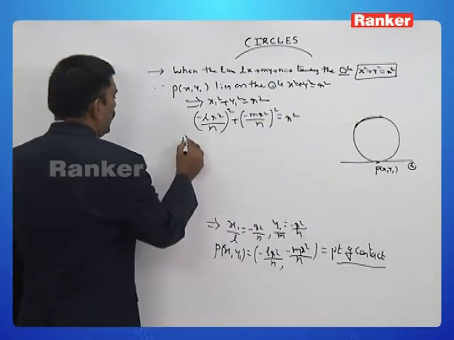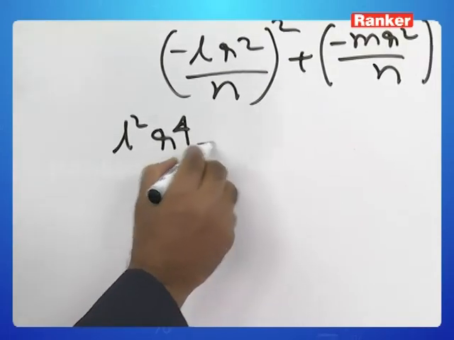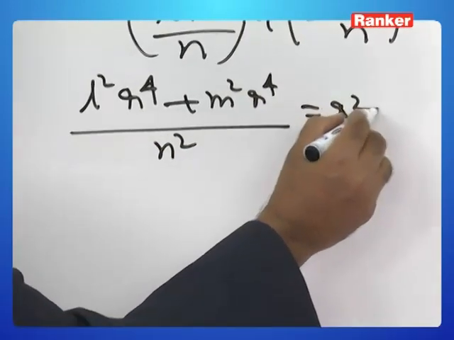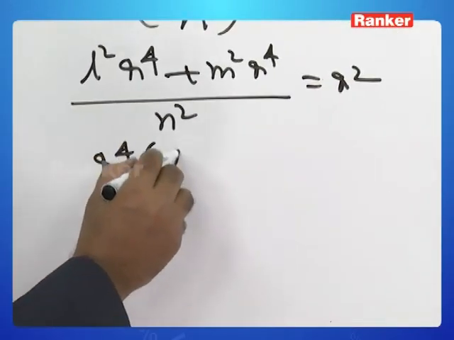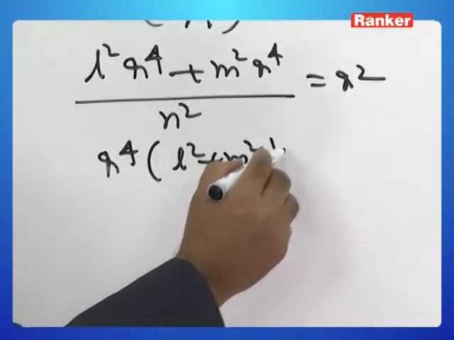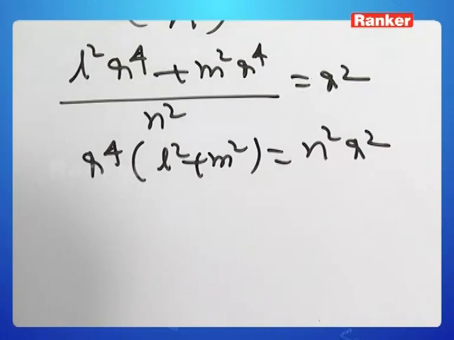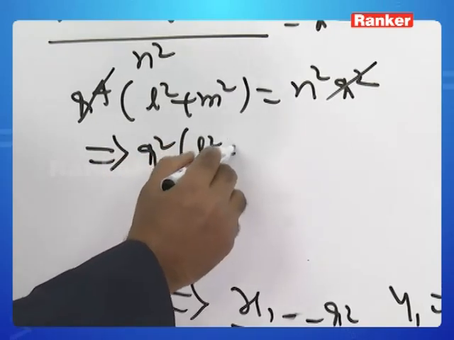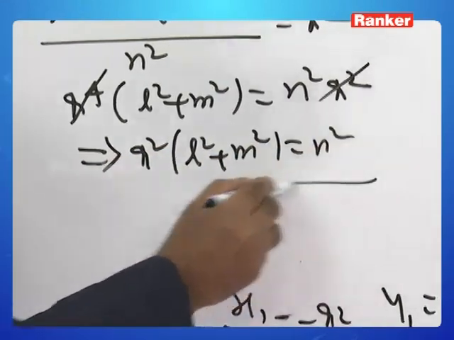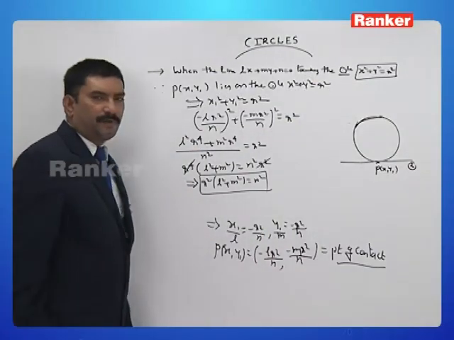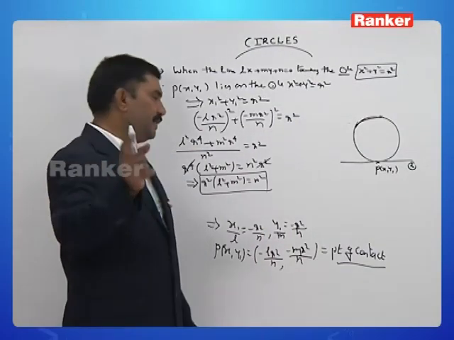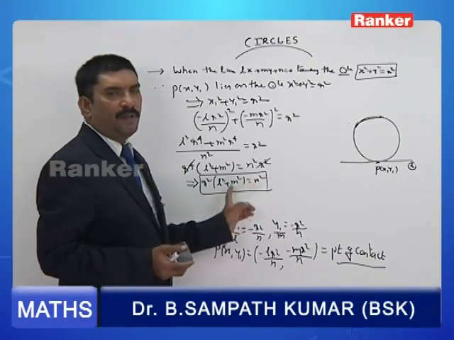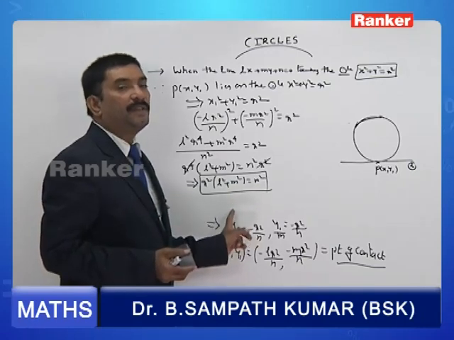Now this becomes (l²r⁴ + m²r⁴)/n² = r². Take out r⁴ as a common factor. Now this is n² r², therefore one r² cancels. We are left with r²(l² + m²) = n². Yes, we could prove that when the line lx + my + n = 0 touches a circle, the condition is n² = r²(l² + m²).